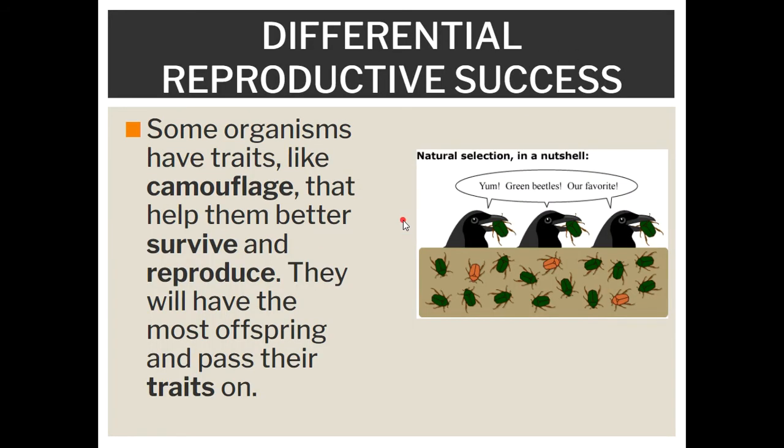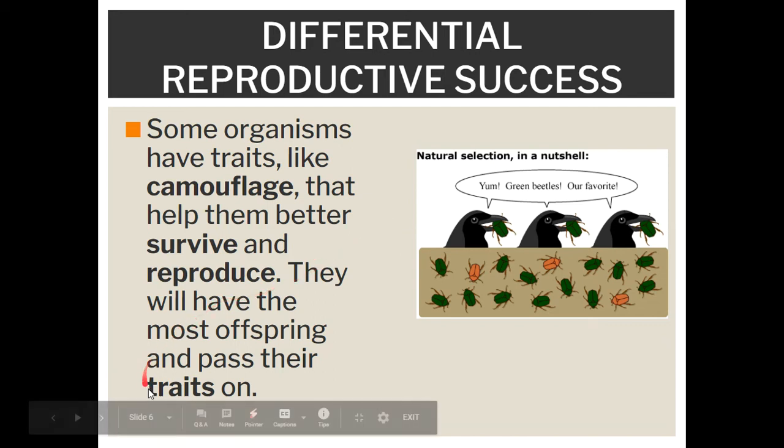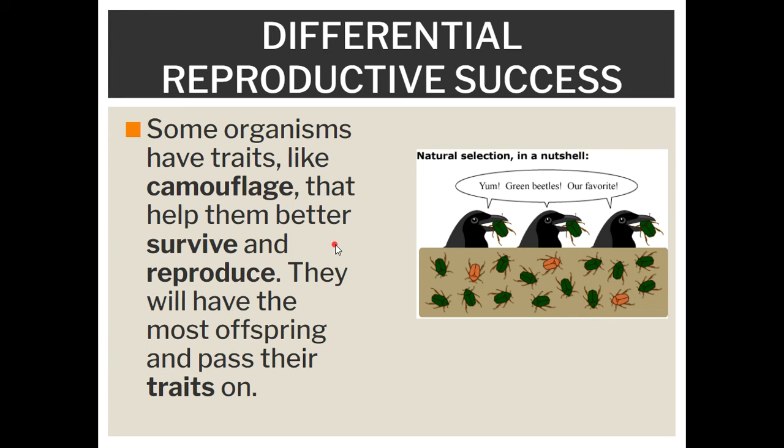The last type of requirement for natural selection is differential reproductive success. Some organisms have traits, for example, camouflage, that can help them to survive more easily. And because they survived, they are able to go on and reproduce. This means that they will have more offspring in the next generation. So the next generation will contain more of their successful traits, the camouflage, and for the organisms that were not successful, there will be fewer of their traits in the next generation.